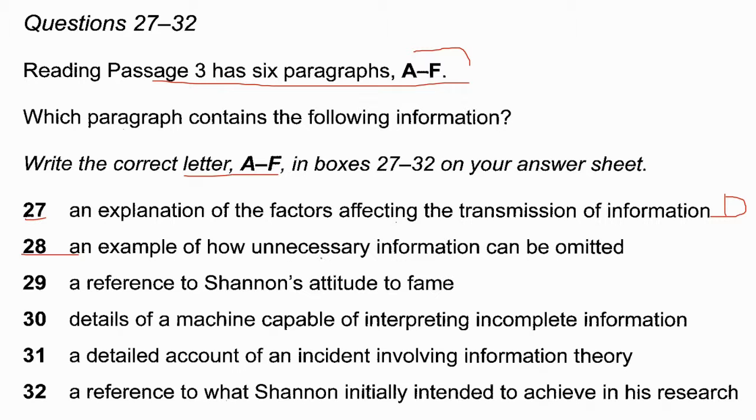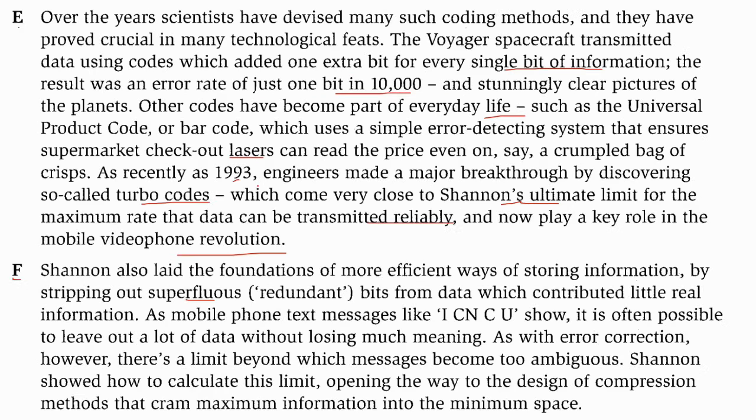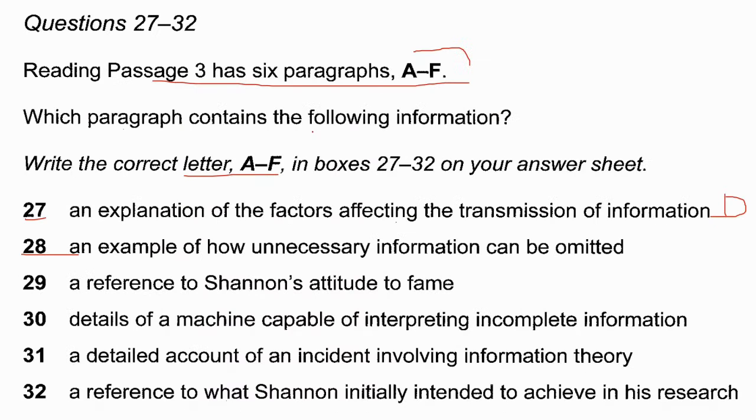So we will give this D to 27. 28 is an example of how unnecessary information can be omitted. 28, we go to F. There are various options which Shannon has presented and devised, and how we can get rid of unnecessary information which we can just omit. So this will be F.